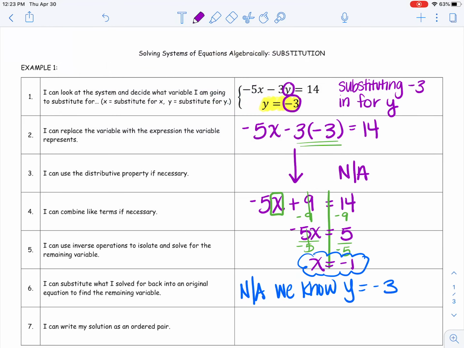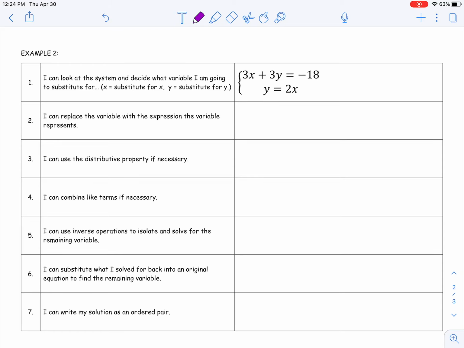The last step is to write your solution as an ordered pair. So I'm going to take this -1 that I know x is, and I know that y is -3, and I'm going to write them as an ordered pair. Okay, so for substitution, basically you're taking what you know and substituting it back in to find the other variable. The next example, we're going to tackle the same way, but it's just a little bit more complicated.